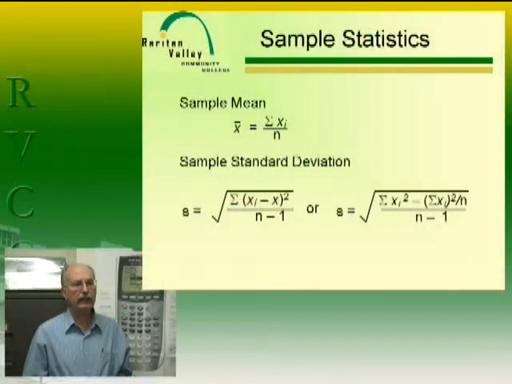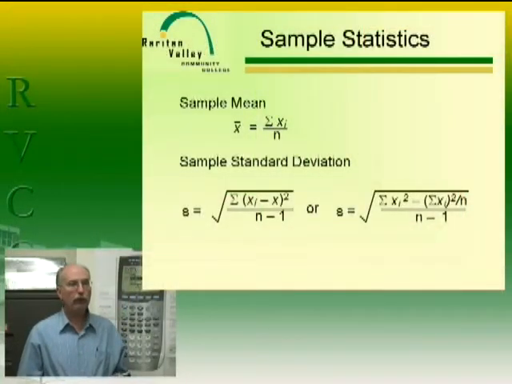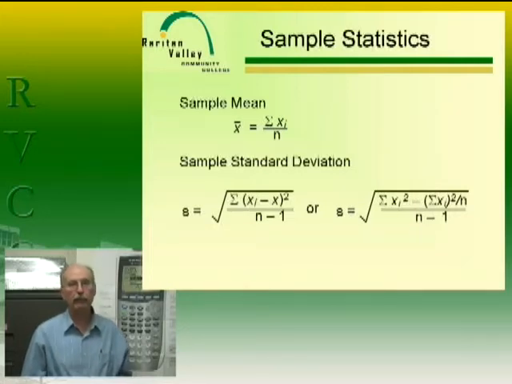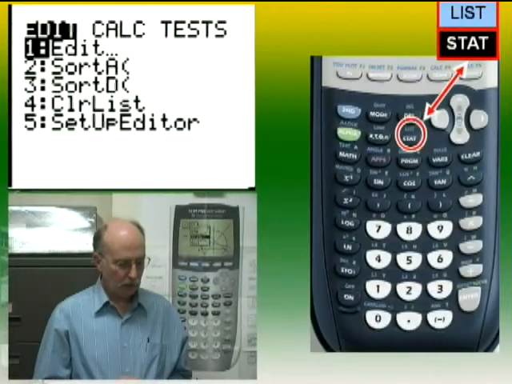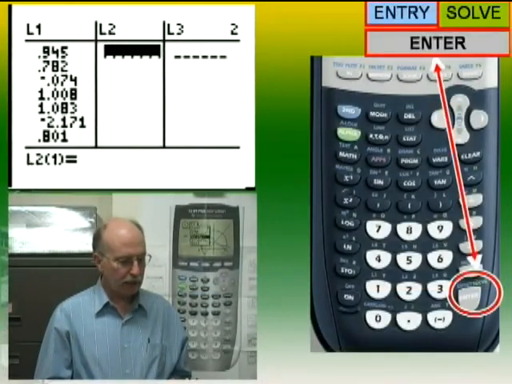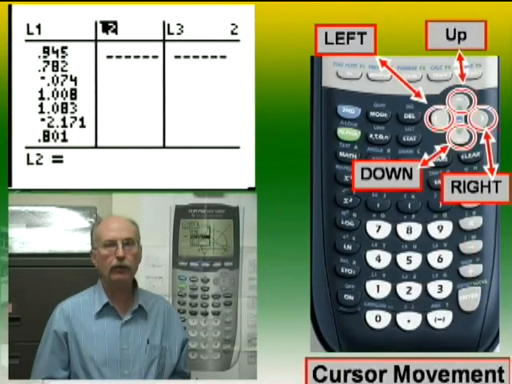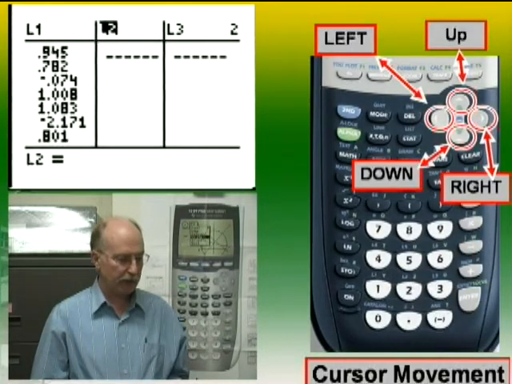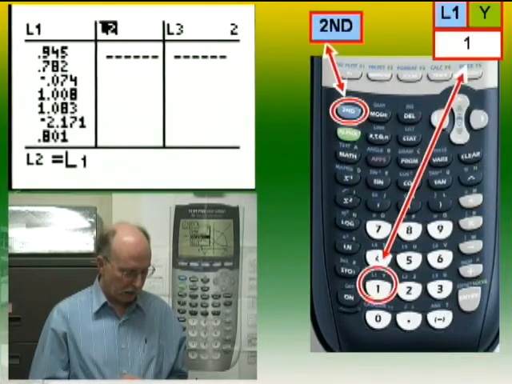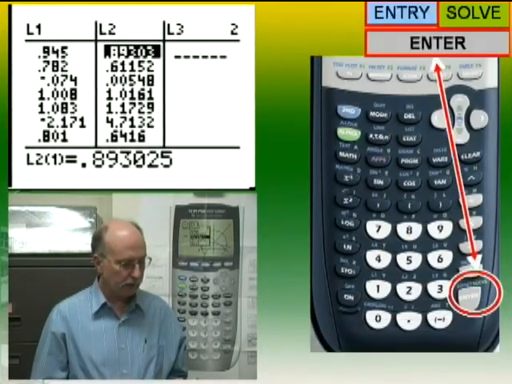Now we need standard deviation. Well, the formula for standard deviation is the sum of all the values squared minus the sum of all the values, squared, divided by n, all divided by n minus 1. Let's see if we can calculate the values squared. We're going to go back into that table and do some editing. So we're going to hit Stat, Edit. We're going to scroll to column 2 and scroll up. And we want column 2 to be column 1 squared. So we're going to put in second L1 squared and hit Enter.